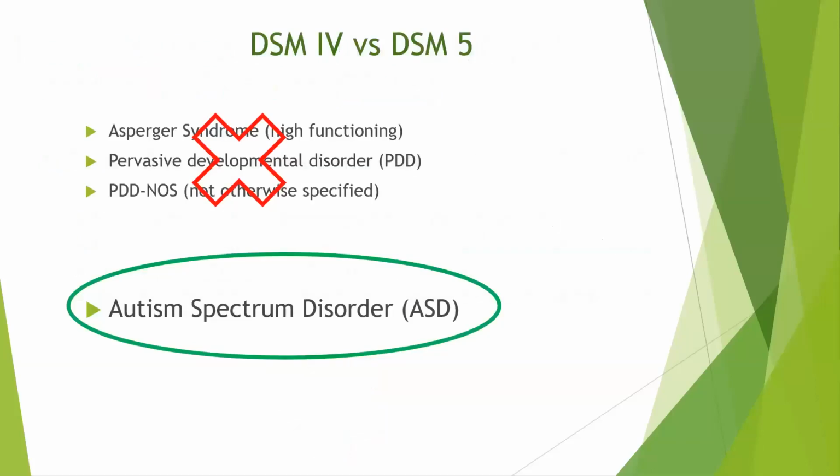So, as I mentioned earlier, back in the DSM-4, which is the previous version of the DSM, autism used to be divided into Asperger syndrome, which is the high functioning end of the spectrum, and then the pervasive developmental disorder, or PDD, and then lastly PDD, not otherwise specified. But as I said, with the DSM-5, the latest edition, they did away with all of those differentiations, and they are now just calling it autism spectrum disorder, to reflect that it really has a broad range of presentation.